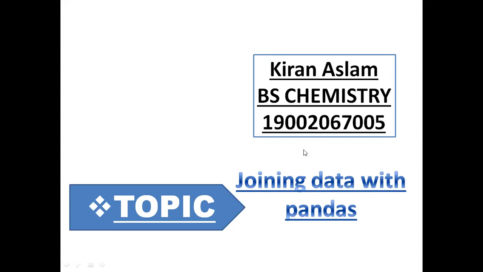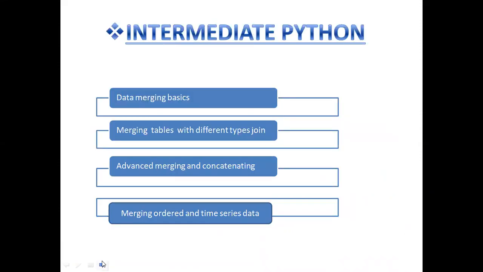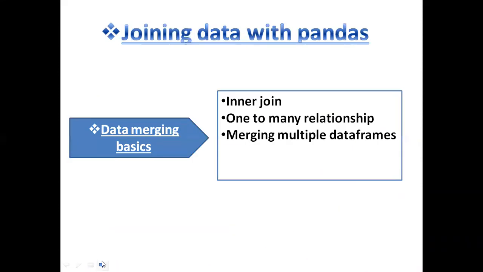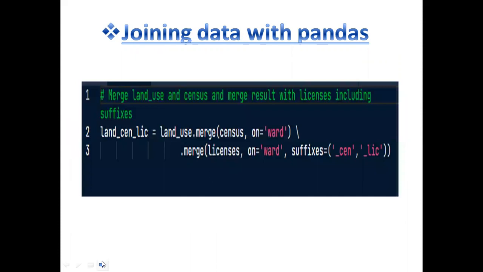Now I am going to present the third course of Python, that is joining data with pandas. So in joining data with pandas, we will talk about data merging basics, merging tables with different types of joins, advanced merging and concatenating, and merging ordered and time series data. So first, data merging basics, in which we will discuss inner join, one-to-many relationship, and merging multiple data frames. This is a query related to data merging basics.